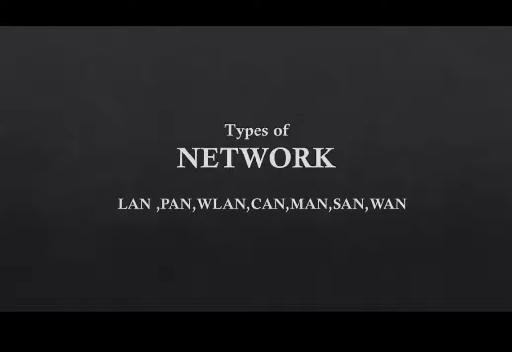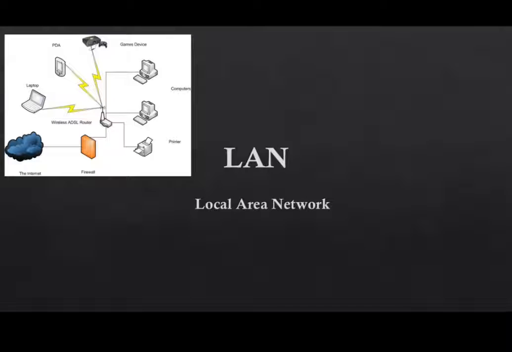Next, types of networks. There are the PAN, LAN, WLAN, CAN, MAN, SAN, and WAN. First is the LAN, or the local area network. It is a group of devices such as computers, servers, switches, and printers that are located in the same building. A local area network uses wired connections to link the computers to each other and to a variety of peripheral devices.